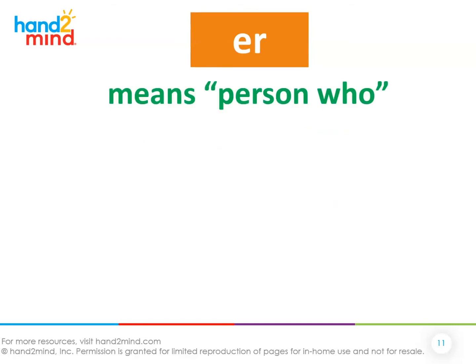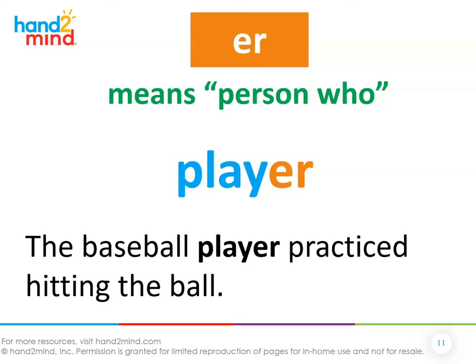The suffix er means a person who, like a person who does something. What do you think this word means? Player. The root word is play, which means like you're playing a sport or you're playing a game. When we add the suffix to it, it means a person who plays. For example, a baseball player practiced hitting the ball. In this case, a player is somebody that's playing baseball.